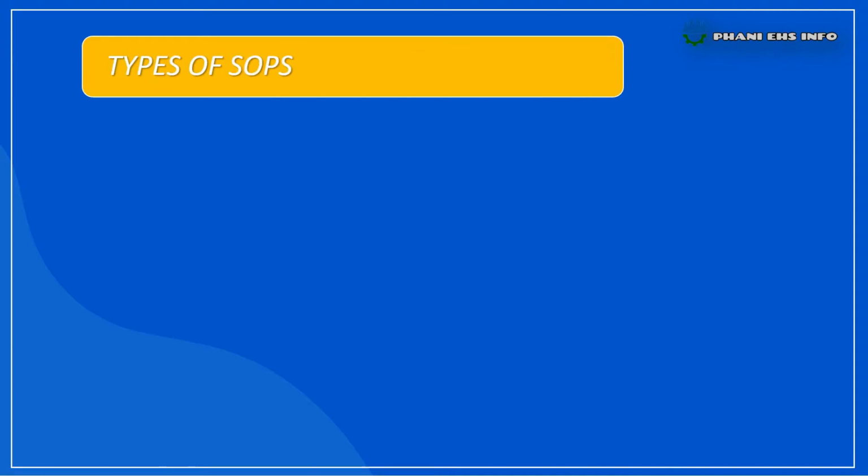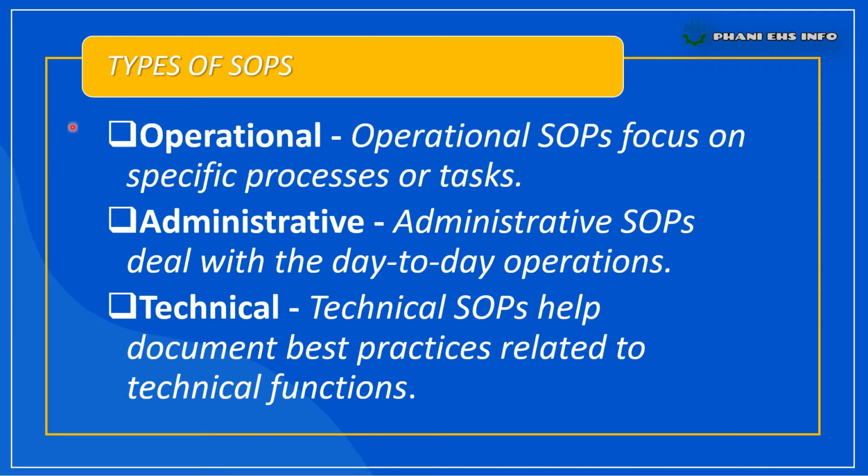So next one, what are the types of SOPs? There are many types of SOPs, but these are some examples of what they are like. First one, operational. Operational SOPs focus on specific processes or tasks carried out by employees, such as performing particular duties or activities within the company. The objective is to achieve efficiency, productivity, and reducing miscommunication and failure to comply.